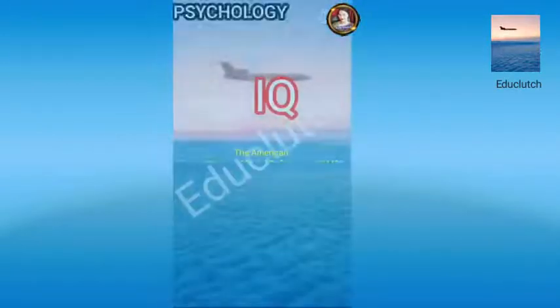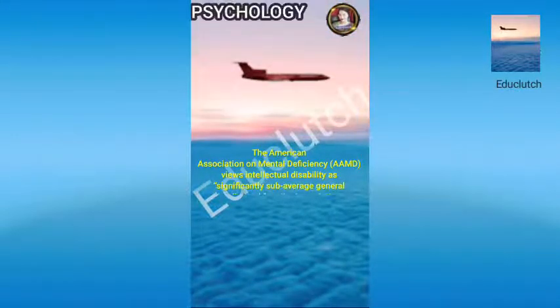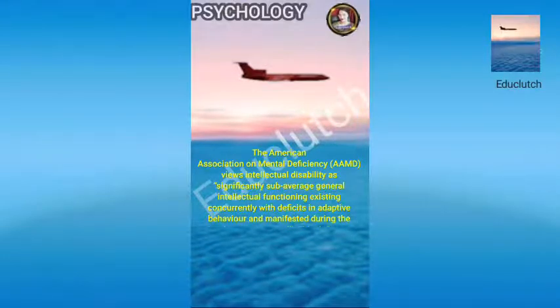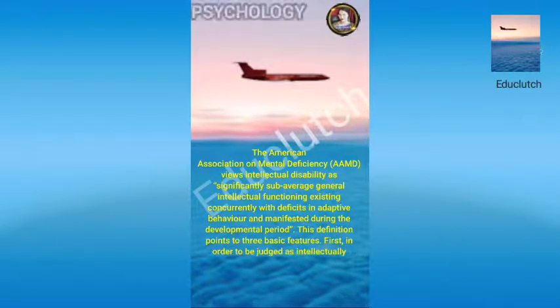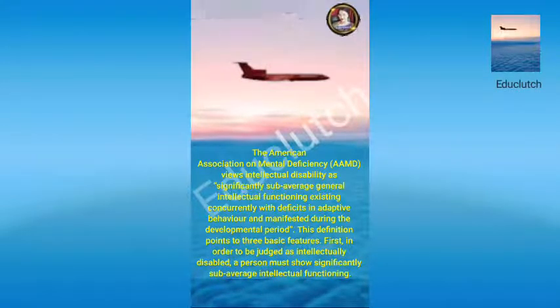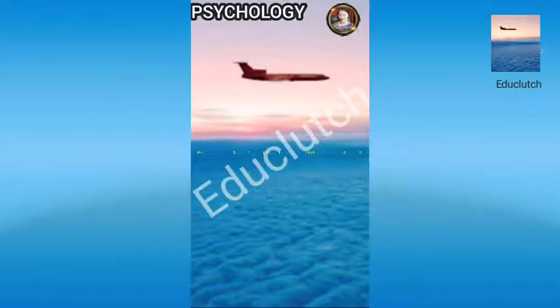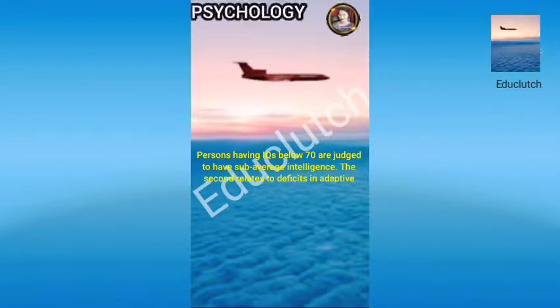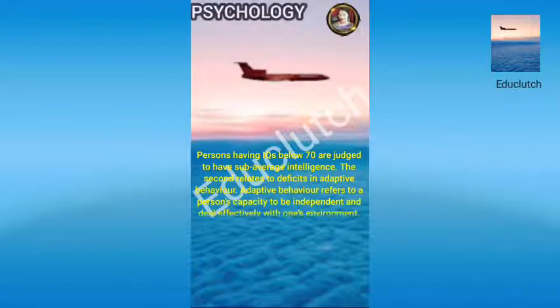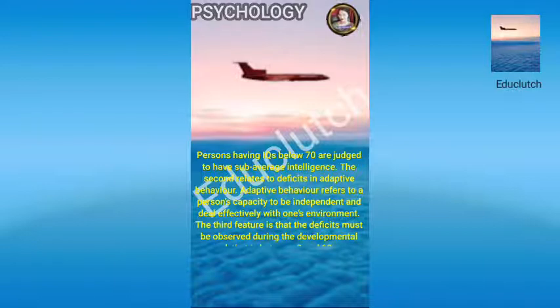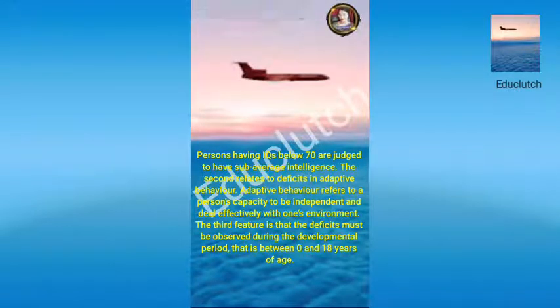Now, according to the American Association on Mental Deficiency, that is AAMD, intellectual disability is significantly sub-average general intellectual functioning existing concurrently with deficits in adaptive behavior and manifested during the developmental period. The definition points to 3 basic features. First, in order to be judged as intellectually disabled, a person must show significantly sub-average intellectual functioning. Persons having IQs below 70 are judged to have sub-average intelligence. The second relates to deficits in adaptive behavior. Adaptive behavior refers to a person's capacity to be independent and deal effectively with one's environment. And the third feature is that the deficits must be observed during the developmental period, that is between 0 and 18 years of age.